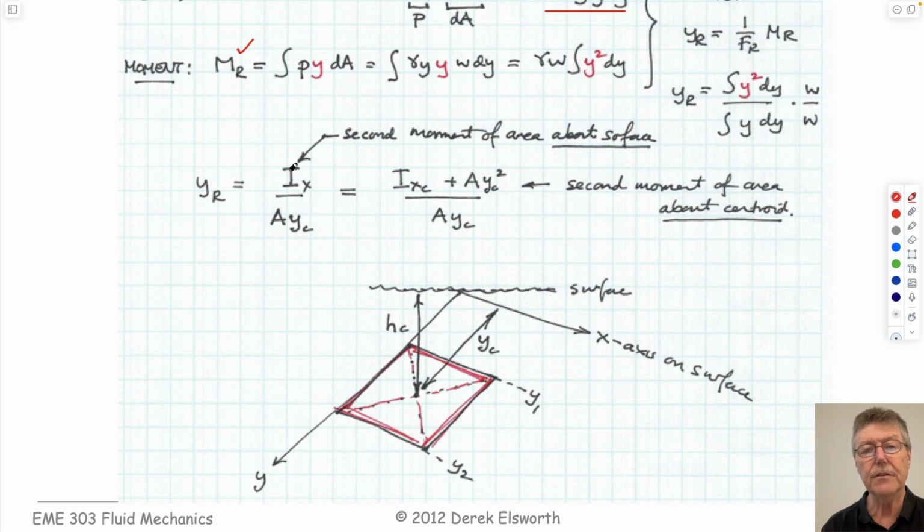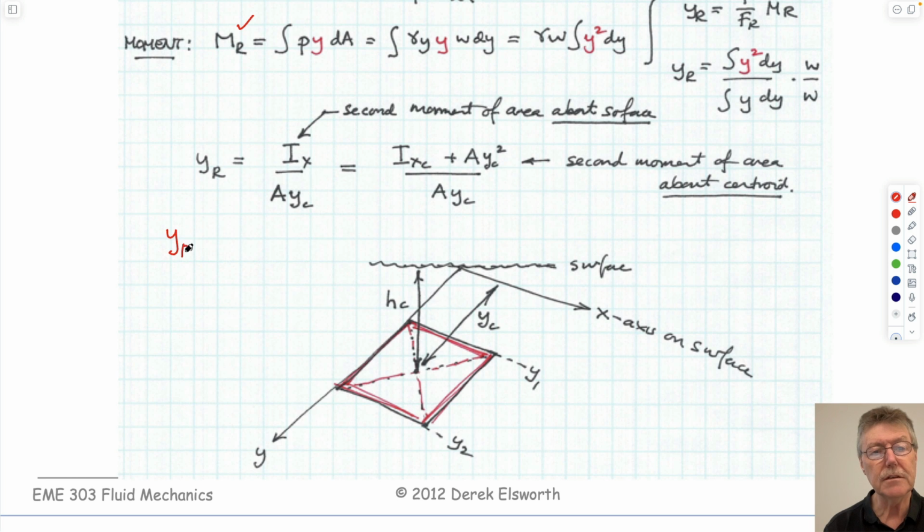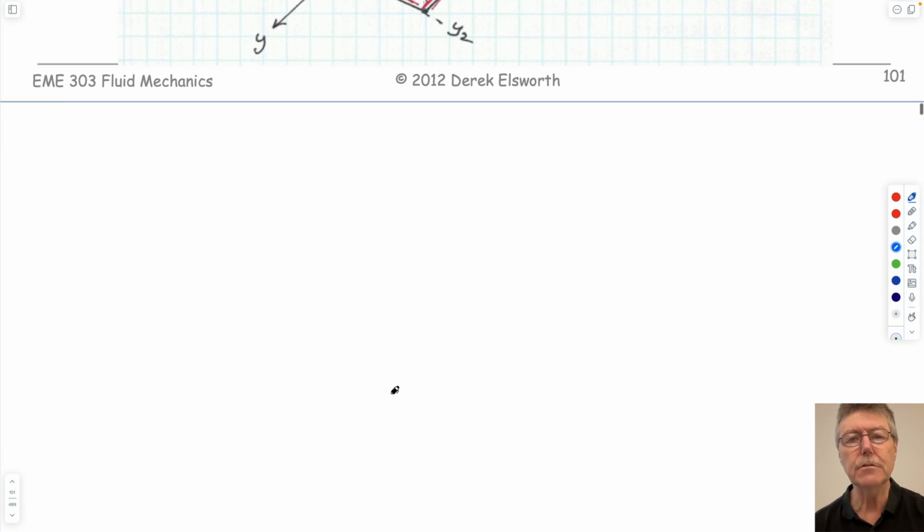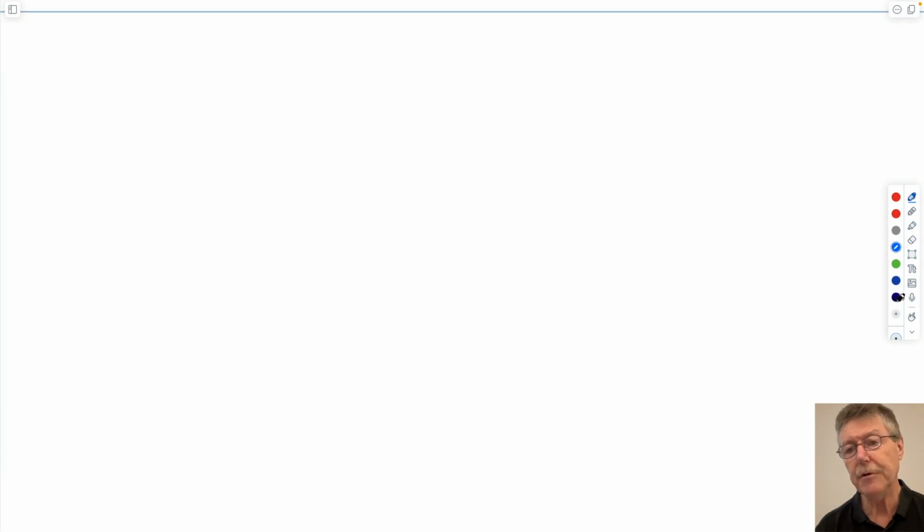This is the second moment of area about the surface, which we want. This is the second moment of area about the centroid, which is the term we have. So we do some manipulation, and we end up with this expression. And we can also write that expression as equal to IXC over, just by splitting it up, area times YC plus AYC squared over AYC, which is useful because we get rid of this and this and this, then this second term is just YC. And so really what it says is that it's equal to YC plus a small amount. Okay. So let me draw that out so it's absolutely crystal clear. It's a fundamental expression that we'll use.